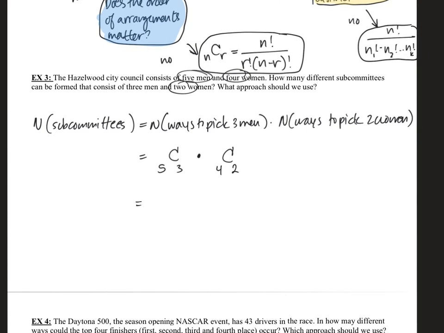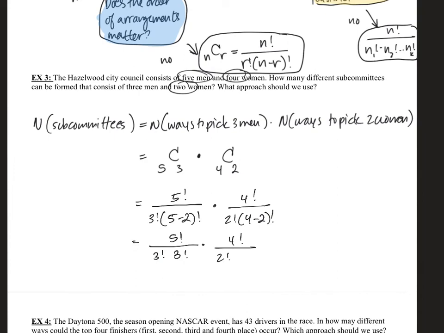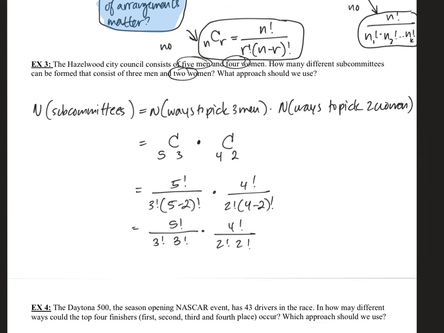Let's go ahead and write these out. So that's going to be 5 factorial all over 3 factorial times (5 minus 3) factorial. Then we get 4 factorial all over 2 factorial times (4 minus 2) factorial. Simplifying, we have 5 factorial over 3 factorial times 2 factorial, times 4 factorial all over 2 factorial times 2 factorial. This will come out to be 10 times 6, which gives us 60.